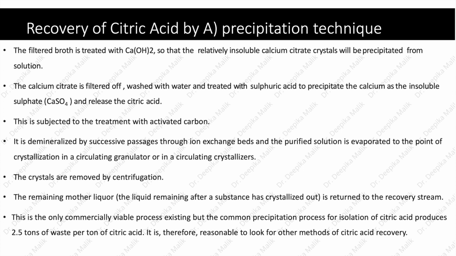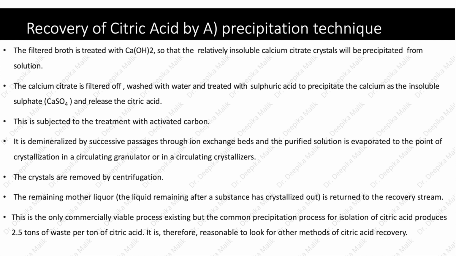The filtered broth is treated with calcium hydroxide so that the relatively insoluble calcium citrate crystals will be precipitated from solution. The calcium citrate is filtered off, washed with water and treated with sulfuric acid to precipitate the calcium as the insoluble calcium sulfate and release the citric acid. This citric acid is subjected to treatment with activated carbon.